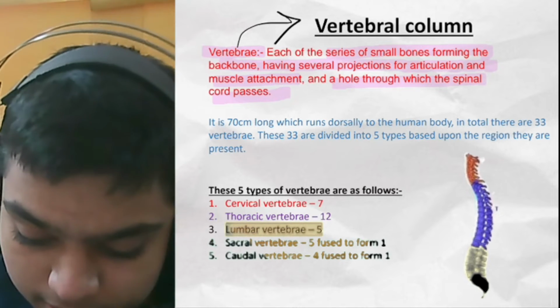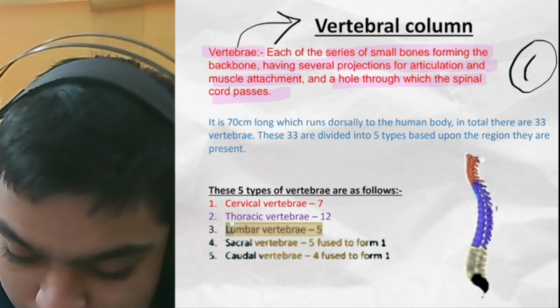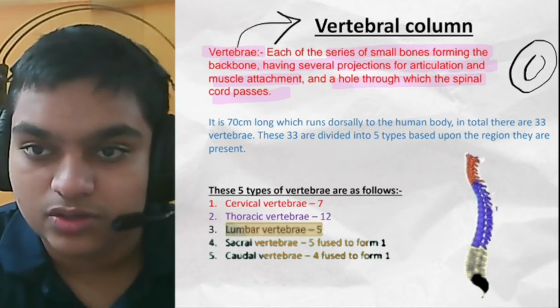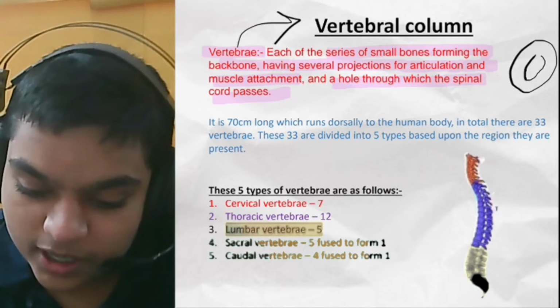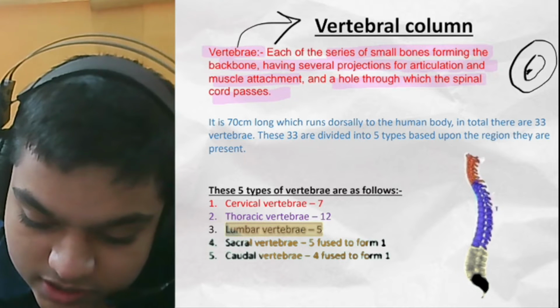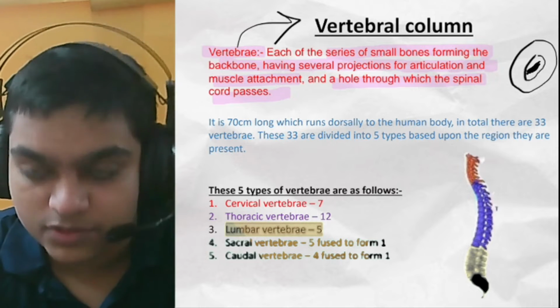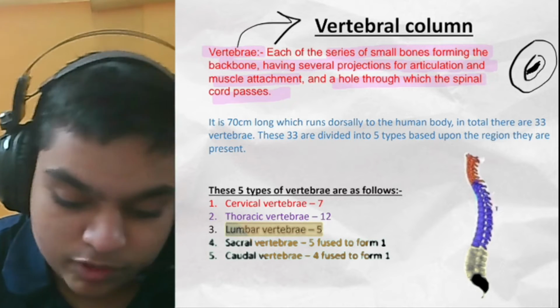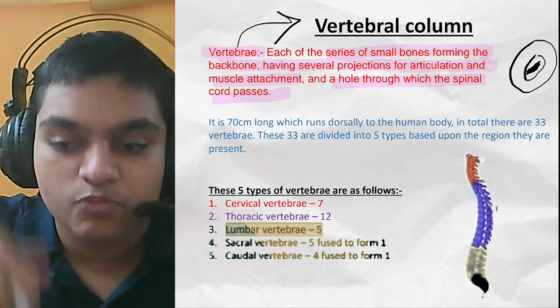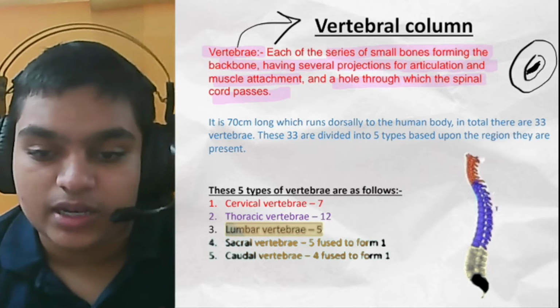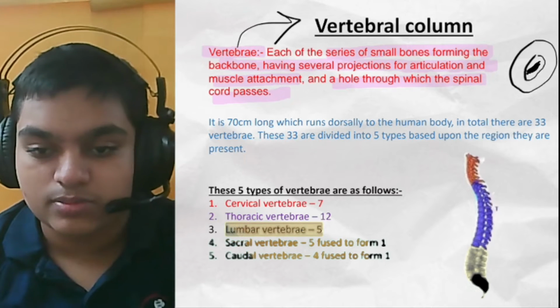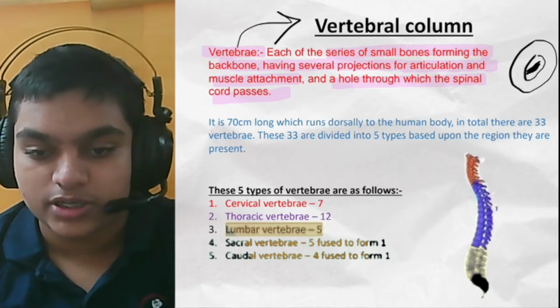They are ring-like, like this. There is a small hole through which the spinal cord passes. This is called the spinal foramen, which we will be seeing a little later when we move on to the top view of the vertebral column. I will be teaching you there.